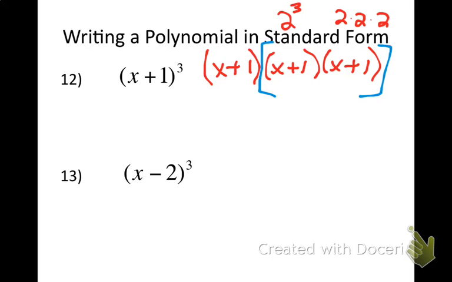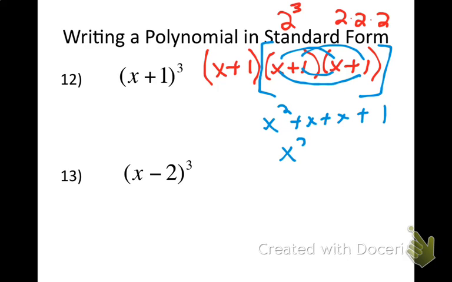So when I do that, what's the 4-letter acronym we love to use? FOIL. We're going to FOIL. So first gives me x squared, outer plus x, inner plus x, last plus 1. And then that combines like terms to get me x squared plus 2x plus 1.